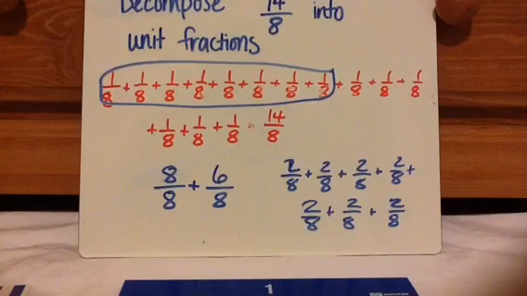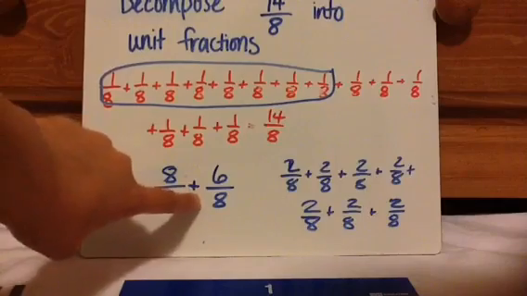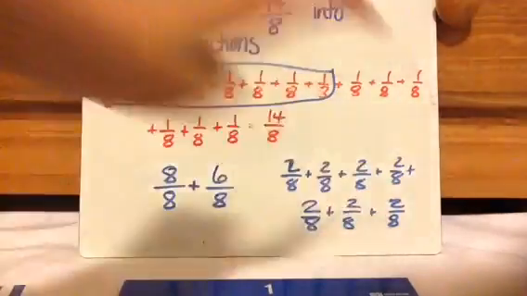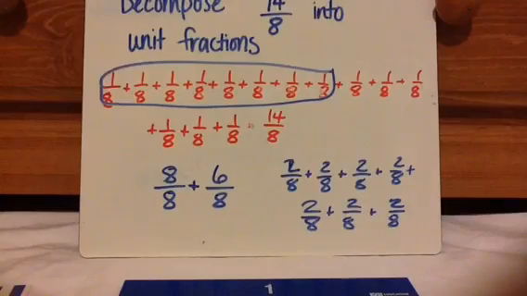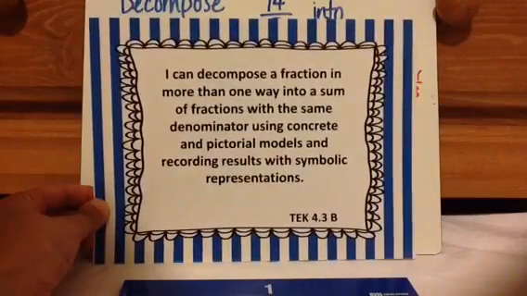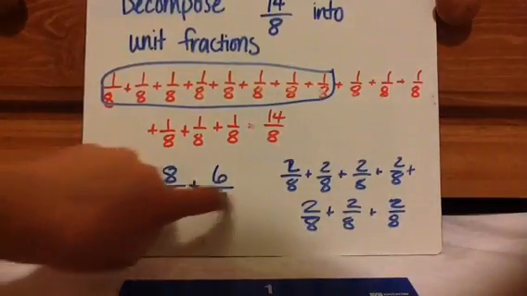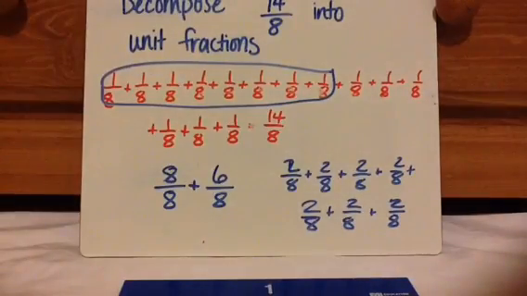Here are two other ways to show 14/8. There's actually many ways, but here's just two other ways. 8 eighths plus 6 eighths, 2 eighths plus 2 eighths plus 2 eighths plus 2 eighths plus 2 eighths plus 2 eighths plus 2 eighths. Because the TEK says you can decompose a fraction in more than one way into a sum of fractions with the same denominator. So, you know, I'm showing them all broken into eighths.